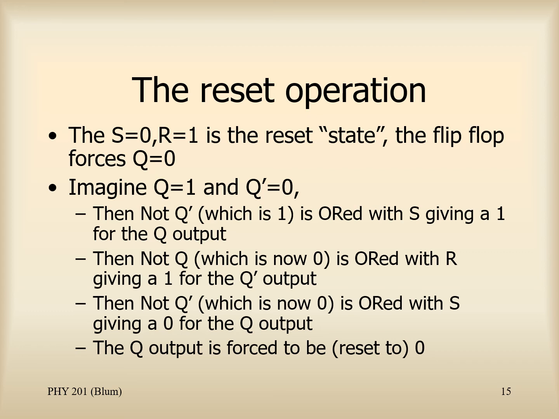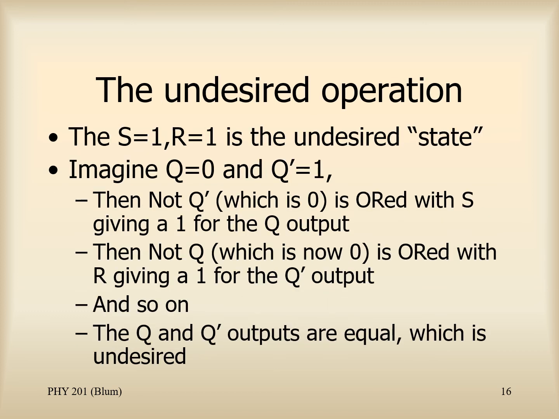Not Q prime, if Q prime is now a 1, not Q prime gives us a 0. That 0 is ORed with the S, which is also a 0, and 0 ORed with 0 gives 0. And so now the Q output has switched to 0. So with S of 0 and R of 1, we forced Q to be 0. Once it's hit that stage, it's happy and will not change. The inputs S equals 1 and R equals 1 is what I call the undesired state, or the undesired input anyway.